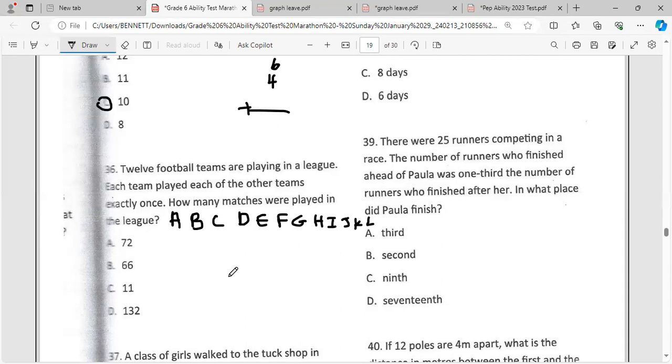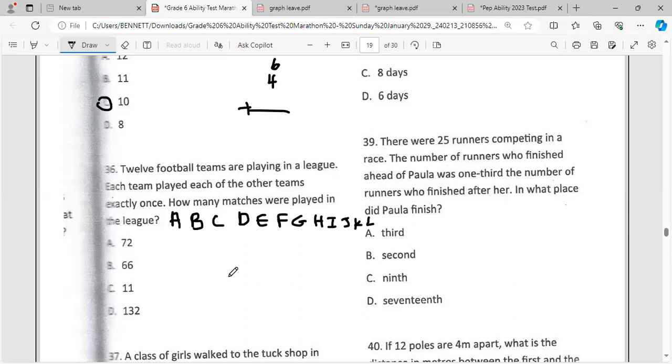Sir, I drew out 12. Since I can't draw a team, I just drew 12 little sticks, which is 12 teams. I let the first team play the other 11, so that would be 11. Since the second team would already have played the first, he would just play 10. So that would be 10 and 11, which is 21. The third team would already have played the first and second, so he would play 9 teams. The fourth would play 8, then 7, and so on. You go on until you finish, then add them, and I got 72.